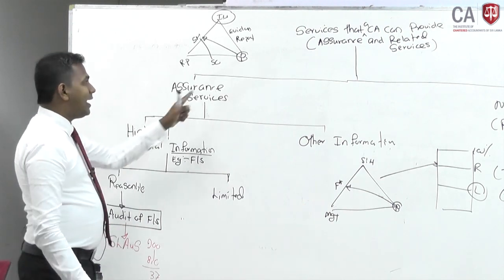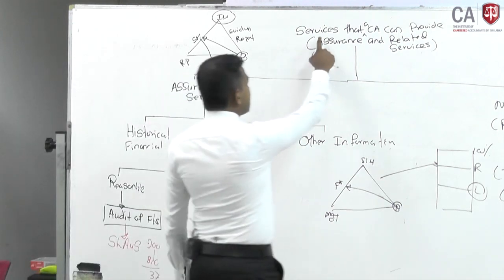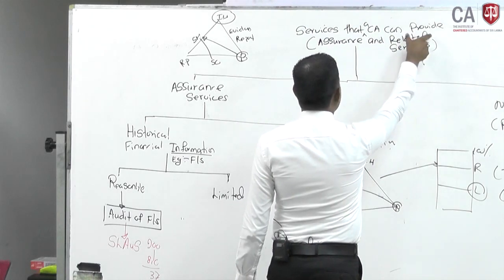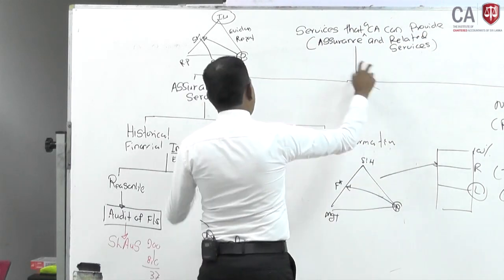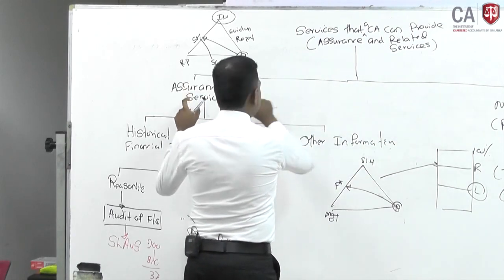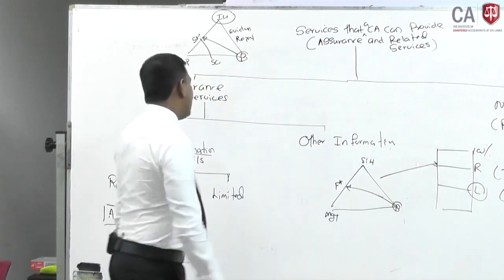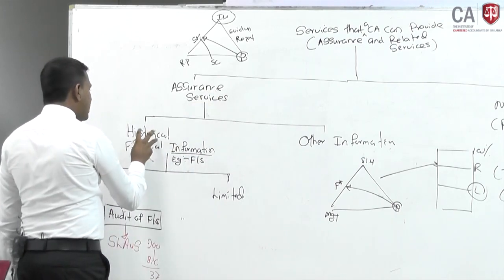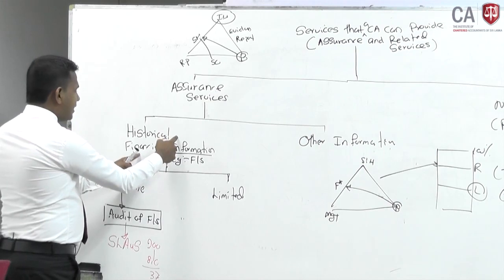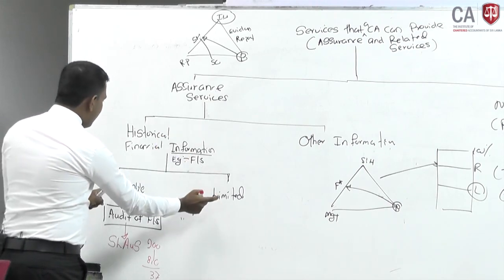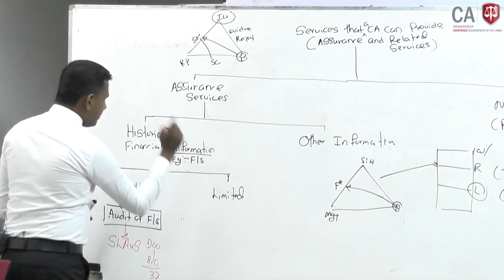So then, one type of services, the services that a chartered accountant can provide: there are two types of services. One is assurance, the other one is non-assurance. The assurance services, we have two: historical financial information or other information. Historical financial information, we have two: one is reasonable assurance or the limited assurance.